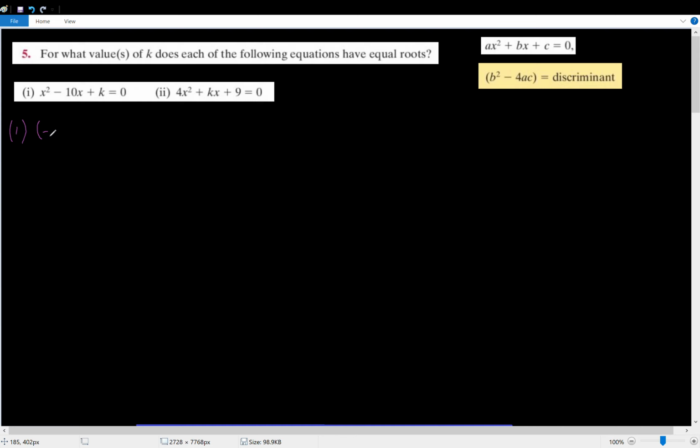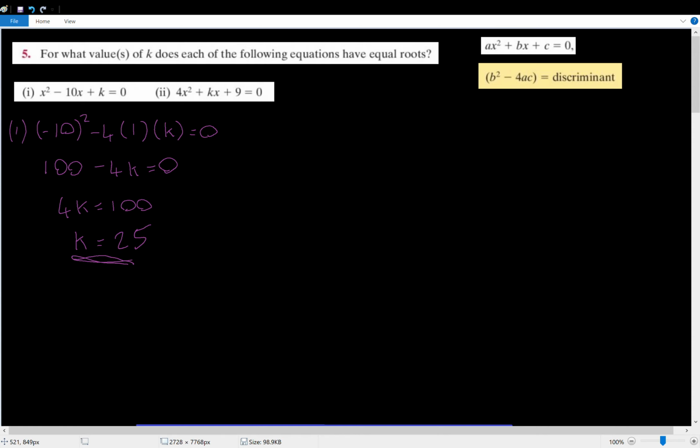Our discriminant is going to be minus 10 squared minus 4 times 1 times k, and that's going to be equal to 0 because we want to have equal roots. So this is going to be 100 minus 4k is equal to 0. And then that means that 4k is equal to 100, which means that k is going to be equal to 25. So when k is 25, that equation in part 1 will have equal roots.